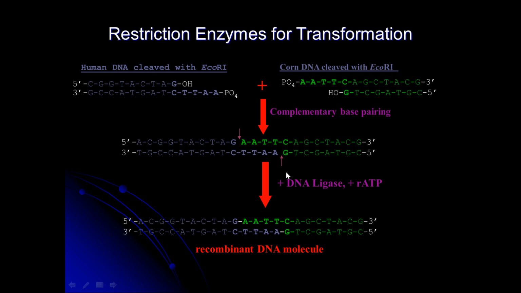Then what happened? They produce sticky ends, because when EcoRI cuts the DNA, sticky ends are produced. What happens then? DNA ligase comes in with ATP. What is the function of DNA ligase? The main function of DNA ligase is to help in joining the DNA.